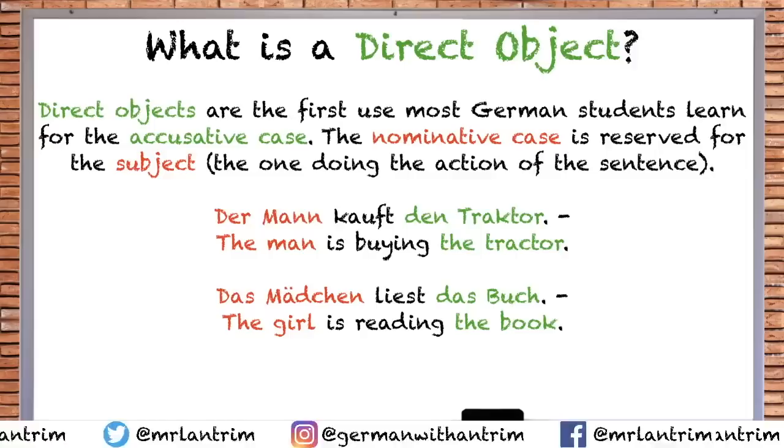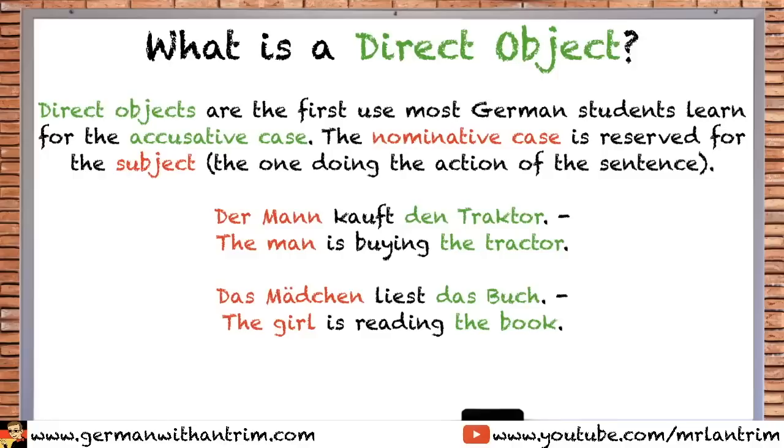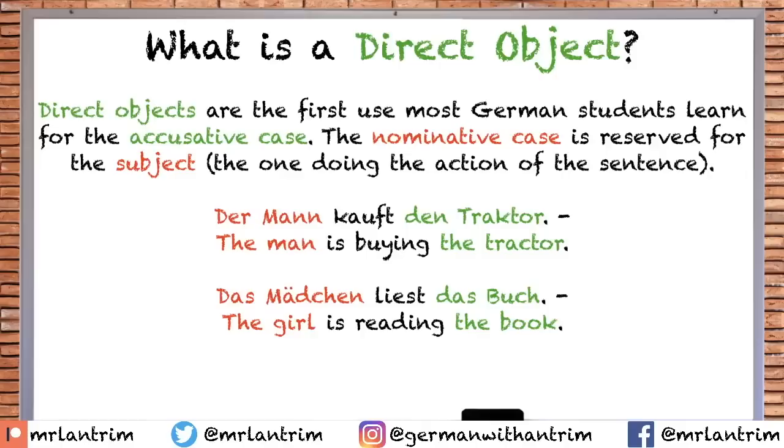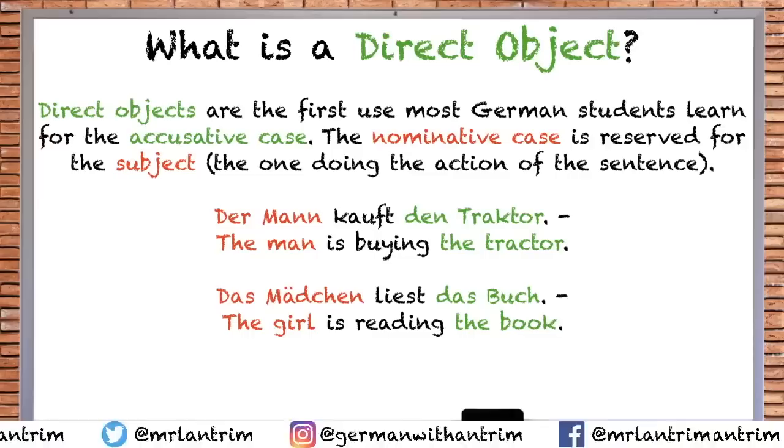Das Mädchen liest das Buch. The girl is reading the book. In this sentence, it doesn't actually work with the case system to tell us what the subject is. In this case, we have to rely on word order so that we can figure out which thing is acting upon the other one. Obviously, it's the girl that's reading the book and not the book reading the girl. So, in this case, we do have to rely on word order and not the case system to tell us all of our answers.